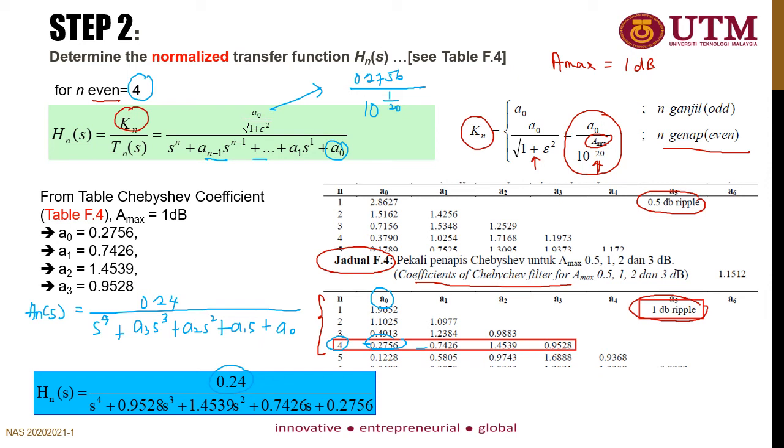Now once you have the general equation, you can put all the coefficient values into the equation. So here it is 0.24 divided by s to the power of 4 plus your A3. Your A3 is 0.9528 s to the power of 3 plus ... Just put in your A values. So this is your normalized transfer function.